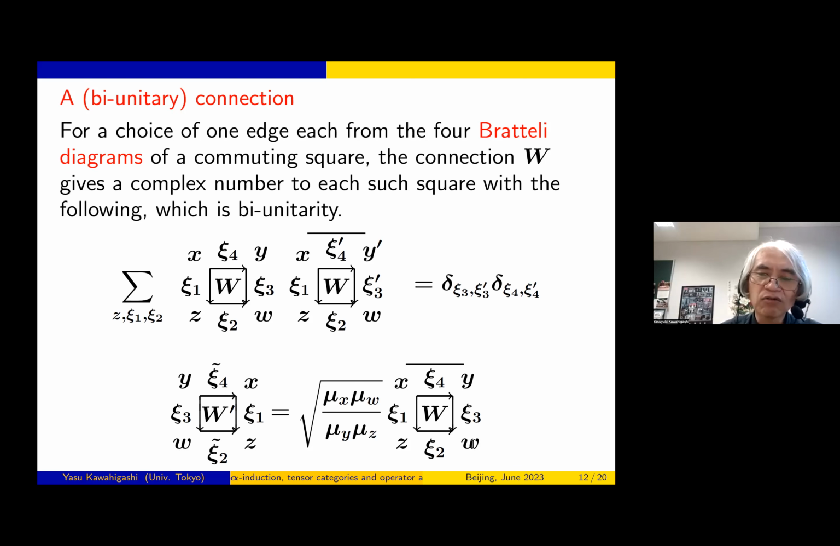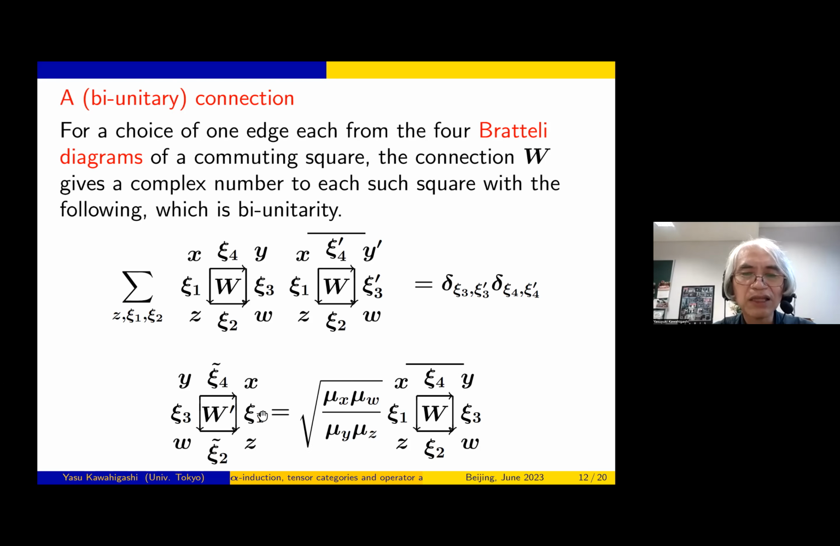So if we make a horizontal reflection, we should get the complex conjugate. So this is again the complex conjugate. And then we get a new value w prime, which is basically a complex conjugate, but we also have some normalization arising from mu. So this is some kind of normalization given by Perron-Frobenius weight, or some kind of quantum dimension normalization. So up to this normalization, we should get a complex conjugate for horizontal reflection.